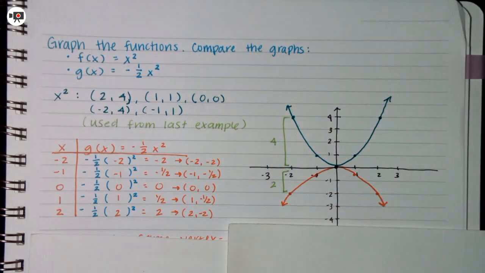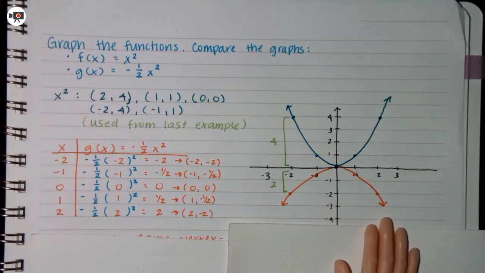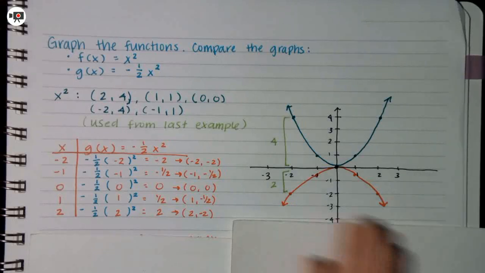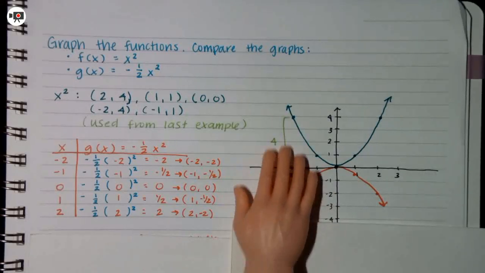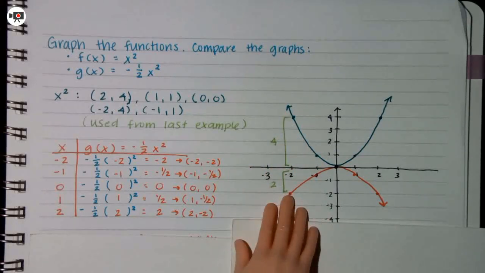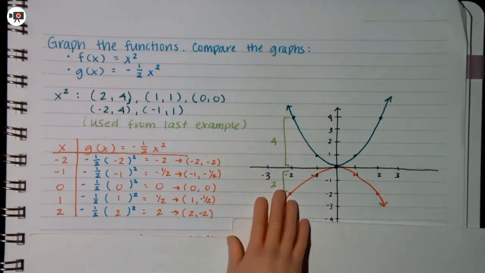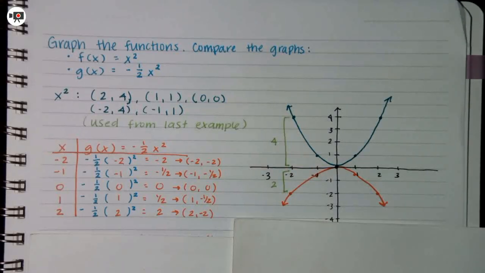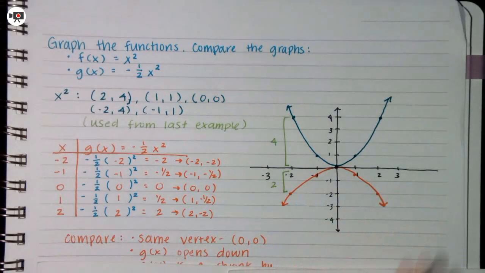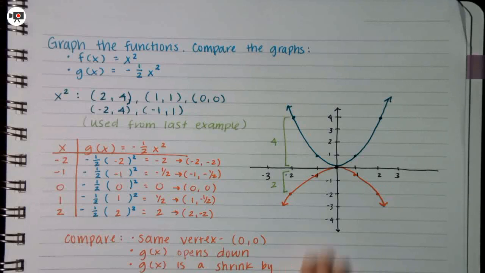Parent function stays the same, and since it was a negative, this one opens down. And it looks shorter and wider. If I continued this graph on, I'd be able to see a little bit better of how much shorter and wider it is. But if I take a point, and this is 4 away from the x-axis, the same x value on my new function is only 2. So to go from 4 to 2, it shrunk to half its size. It shrunk by a factor of 1/2. So these have the same vertex here at 0, 0. G of x opens down, and g of x is a shrink by a factor of 1/2.